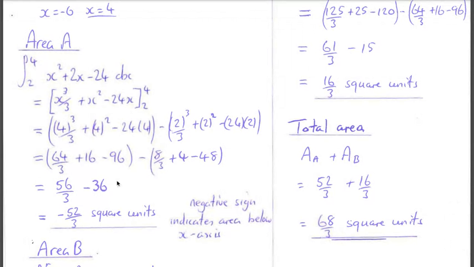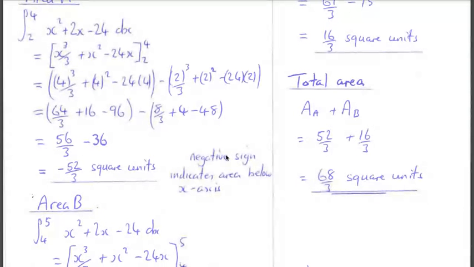So guys, this may be non-calculator, so remember 36 wholes would be 36 lots of 3/3. So 36 threes are 108. 56 minus 108 is indeed -52, so it'll be -52/3 square units. Remember, we need our statement. We need to show whoever's looking at our work that we understand that this is because the area is below the x-axis. So negative sign indicates area below the x-axis.